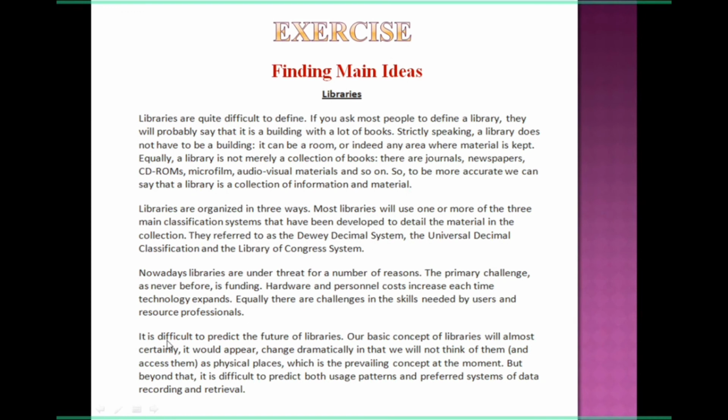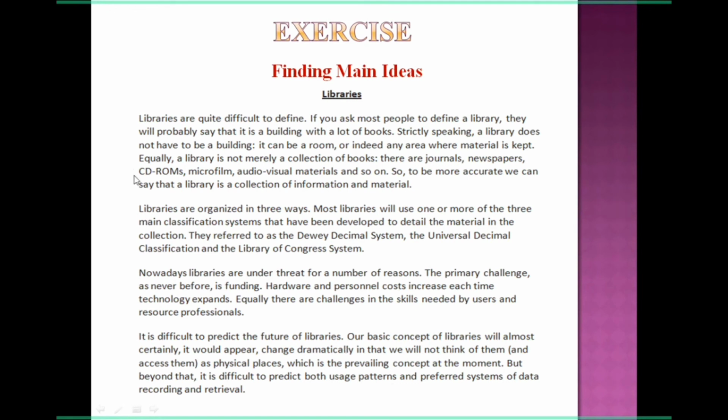Let's read the fourth paragraph. It is difficult to predict the future of libraries, so you can easily get the main idea of this paragraph: prediction of the future of libraries. Let's read again. Our basic concept of library will most certainly change dramatically in that we will not think of them and access them as physical places, which is the prevailing concept at the moment, but beyond that it is difficult to predict both usage pattern and preferred system of data recording and retrieval. So this paragraph is about the future of library. What is the future of library? This is the main idea of the fourth paragraph.